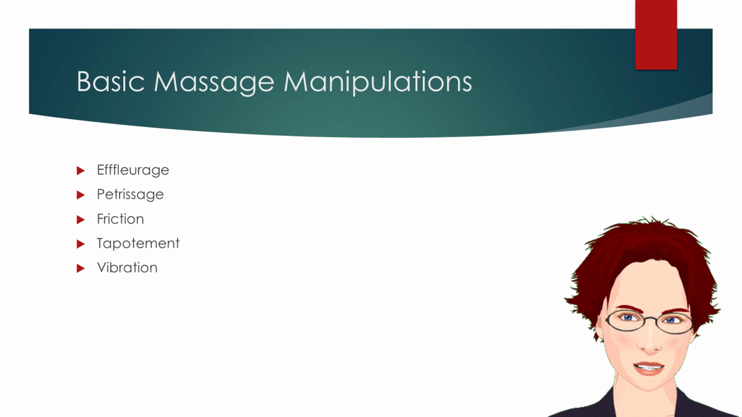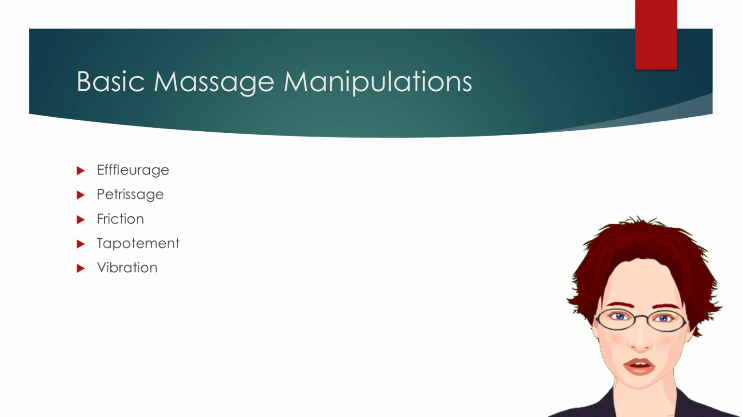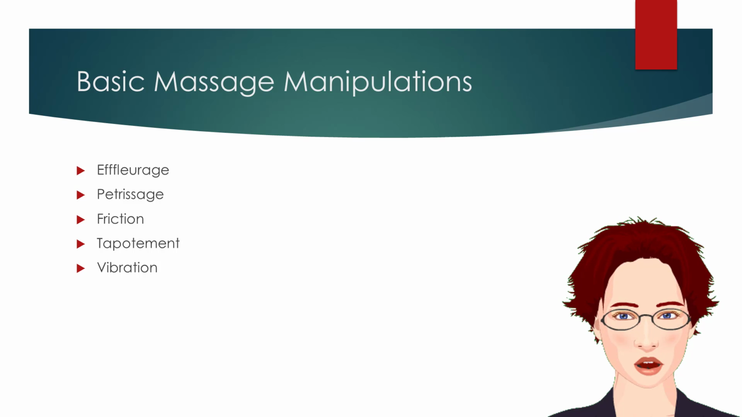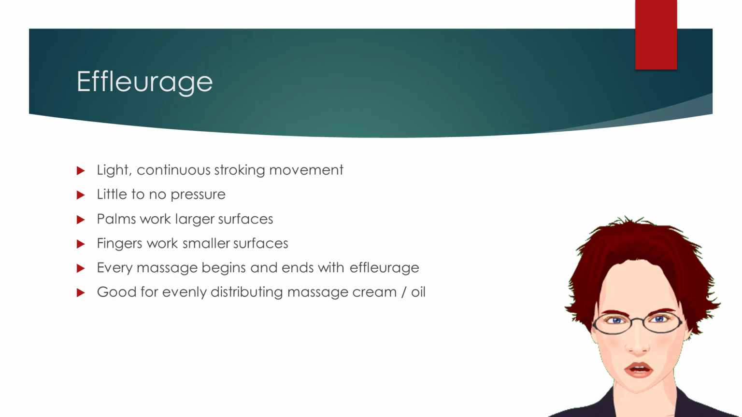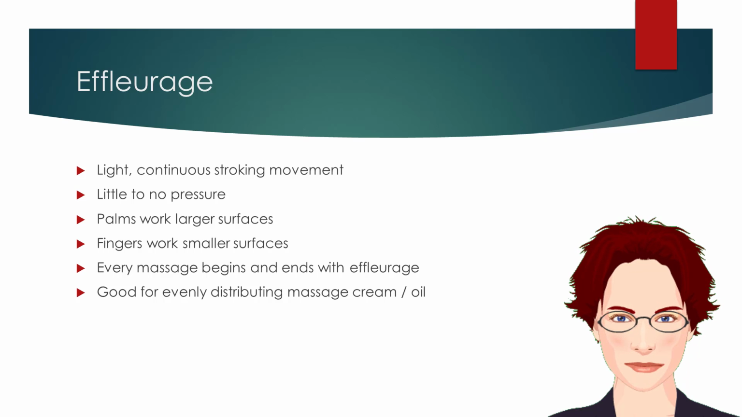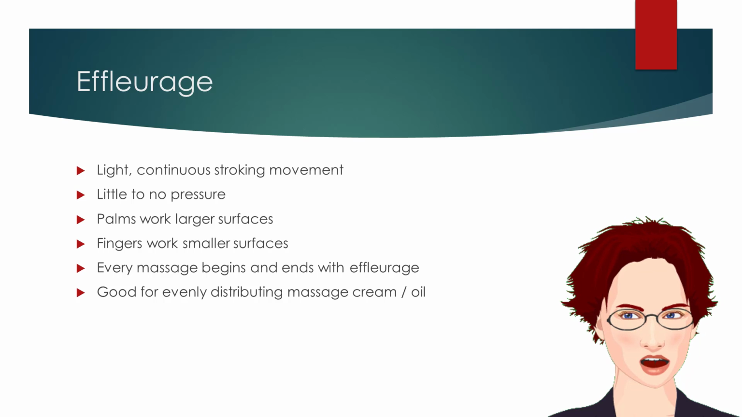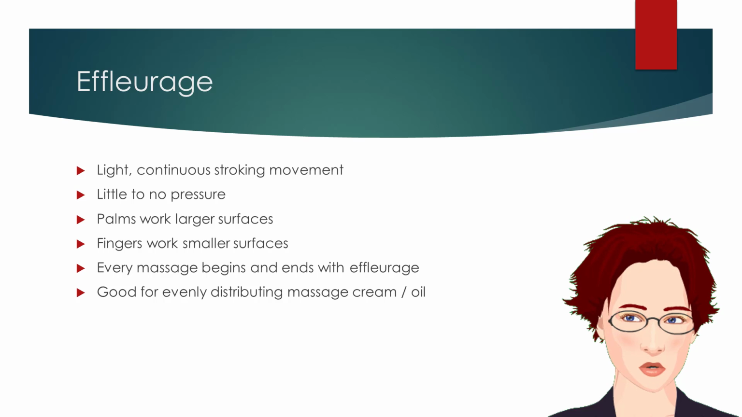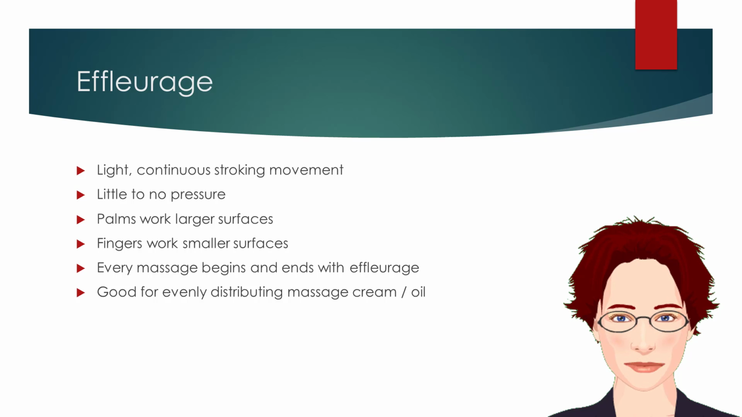Effleurage, pétrissage, friction, tapotement, and vibration are the 5 most common forms of massage manipulation. Let's look at each of them more closely. Effleurage is a light, continuous stroking movement that uses little to no pressure. You should use your palms to work the larger surfaces, and your fingers to work the smaller ones. Effleurage is a good technique to use for evenly distributing massage cream or oil. Every massage begins and ends with effleurage.